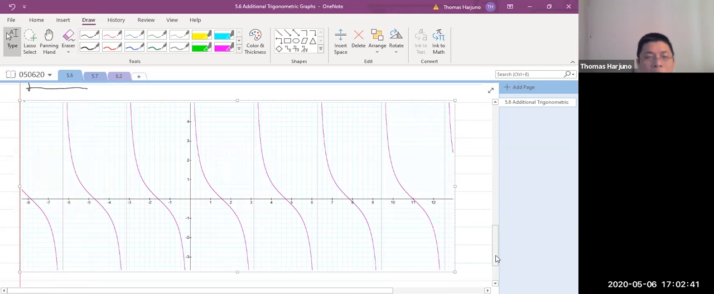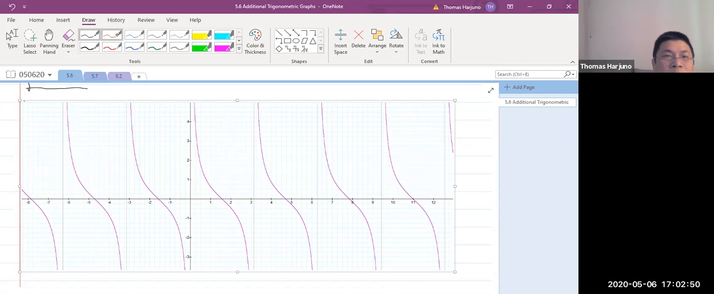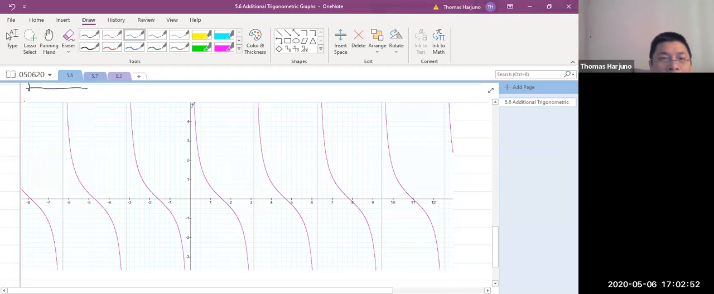Now, what we want to see is what's the domain, the range, and then the period. This goes to infinity. This goes to negative infinity.